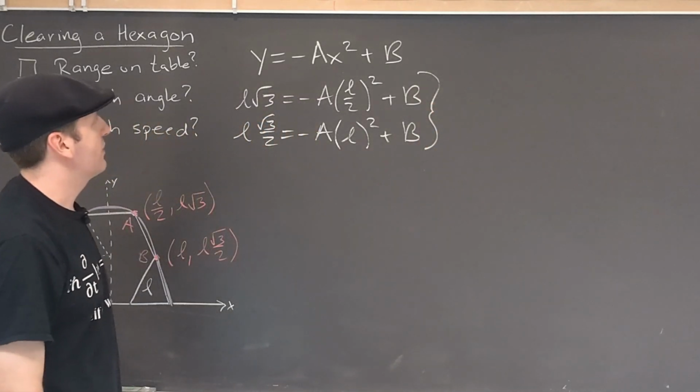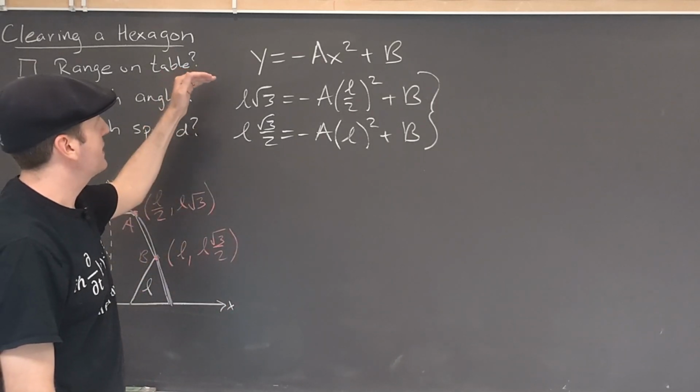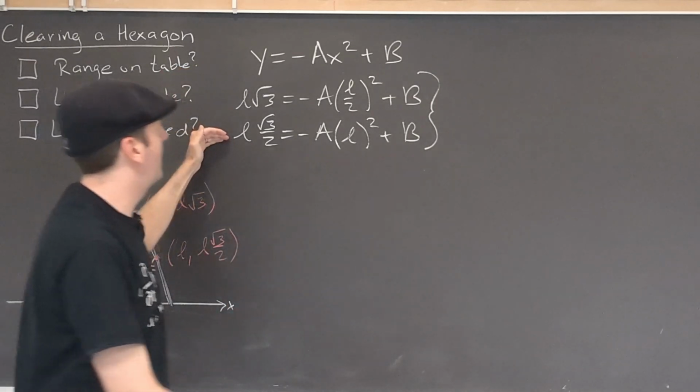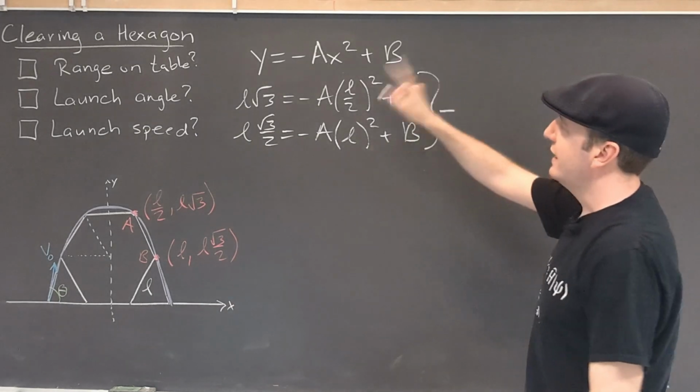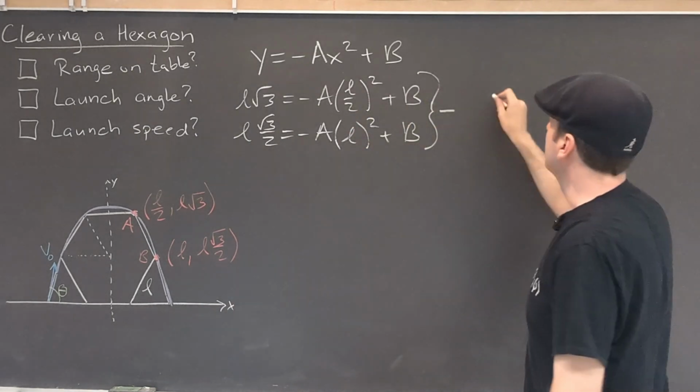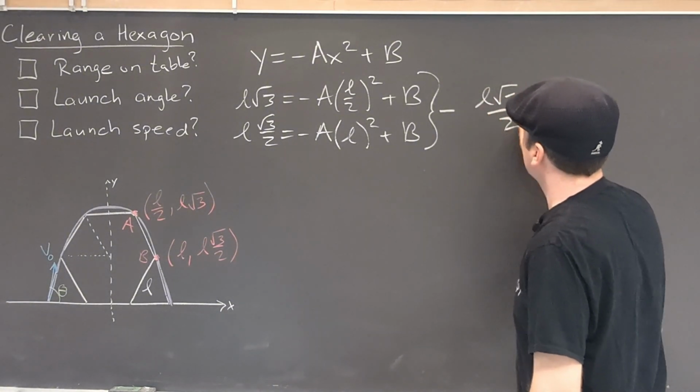So let's see, what order do I want to do this in? Let's do, say, the top one minus the bottom one. So on the left-hand side, when I subtract these, I'll get L root 3 minus L root 3 over 2, which is L root 3 over 2.